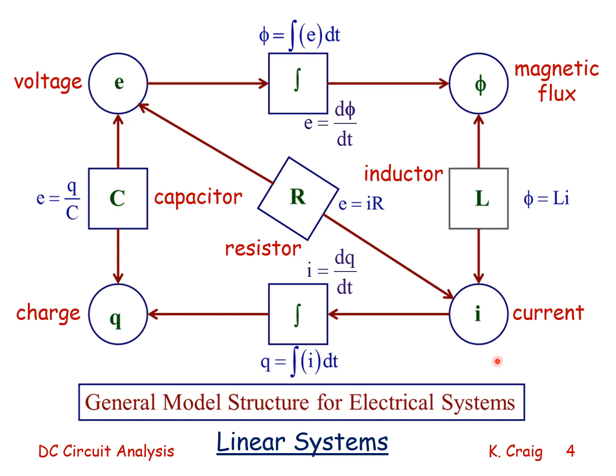The diagram you see shows the general model structure for electrical systems, and it applies only to linear electrical systems. A linear dynamic system has three attributes: capacitance C, resistance R, inductance L. The variables we use to describe electrical dynamic systems are voltage E, magnetic flux phi, current I, and charge Q.